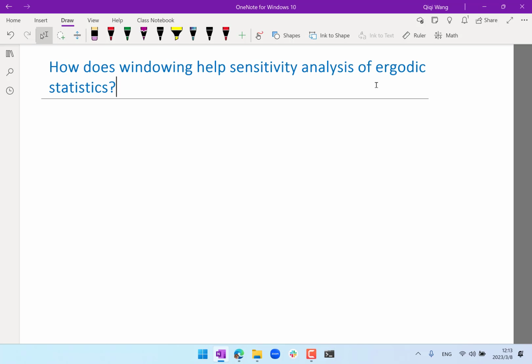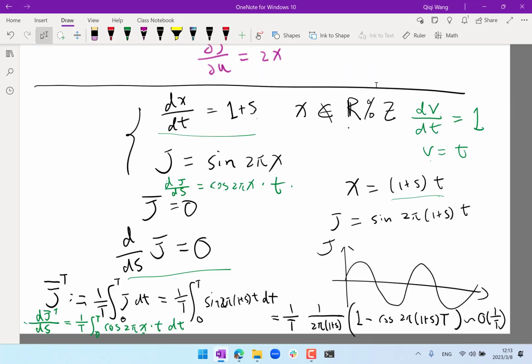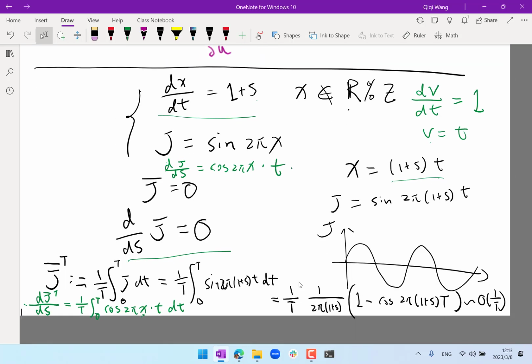So what is the windowing method? The windowing method aims to increase the rate of convergence of J bar. Remember, the computation we have here is: does the J bar with a finite time T converge to J bar at a faster rate, or does the frequency increase at a faster rate?